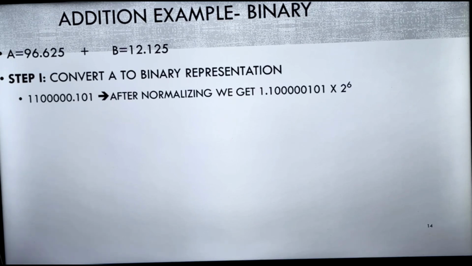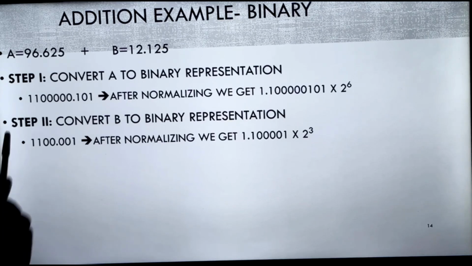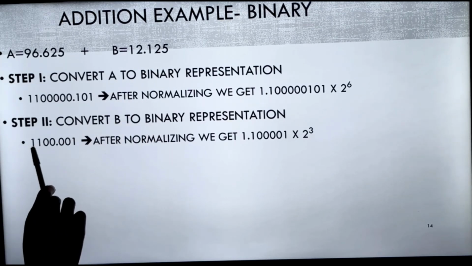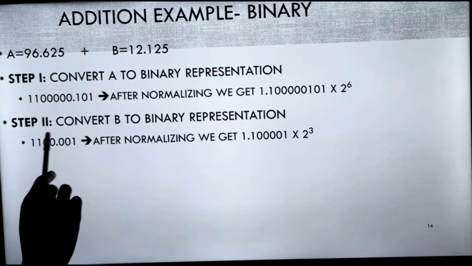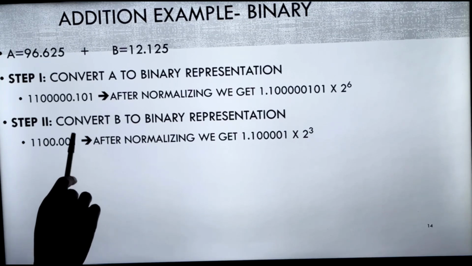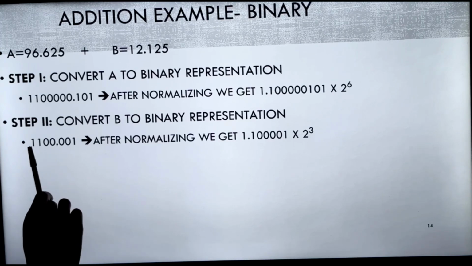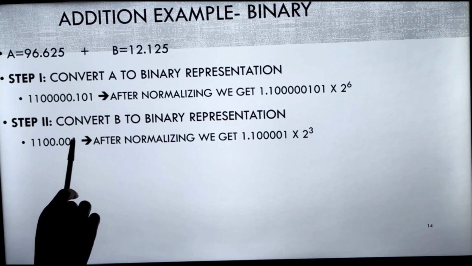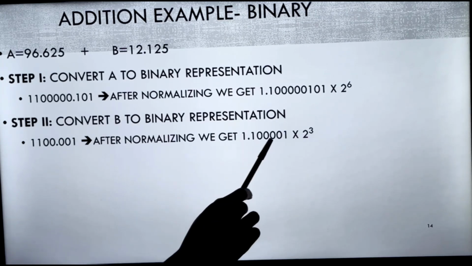Similarly, you convert 12.125 to binary representation. What will you get? 12.125 is nothing but 1100.001. Now how is it 1100.001? To know all these things, please see my previous video. Now once I have the binary representation, this one also I have to make one dot mantissa. If I make it one dot mantissa, it will be 1.100001 times 2 to the power 3, because 3 times I have to move left. So this is what we get.